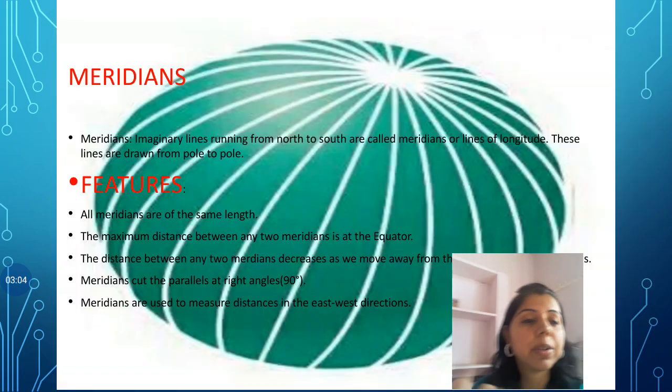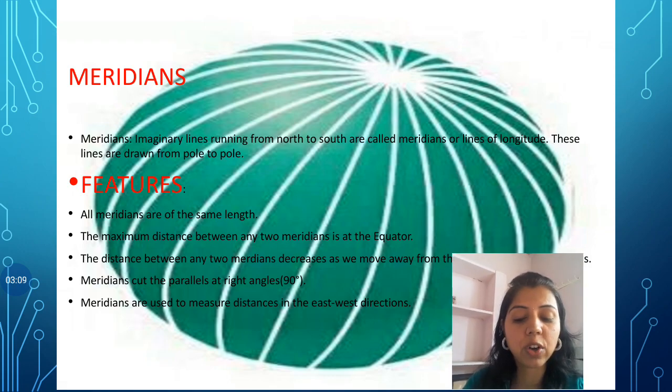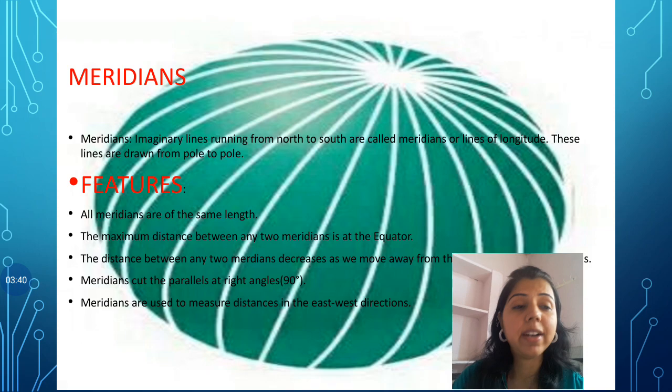Now we are going to see about meridians. Imaginary lines running from north to south are called meridians or lines of longitude. These lines are drawn from pole to pole. Let's see some important features of the meridians. All meridians are of the same length. The maximum distance between any two meridians is at the equator. The distance between any two meridians decreases as we move away from the equator towards the poles. Meridians cut the parallels at right angles, that is 90 degree. Meridians are used to measure distance in the east and west directions.